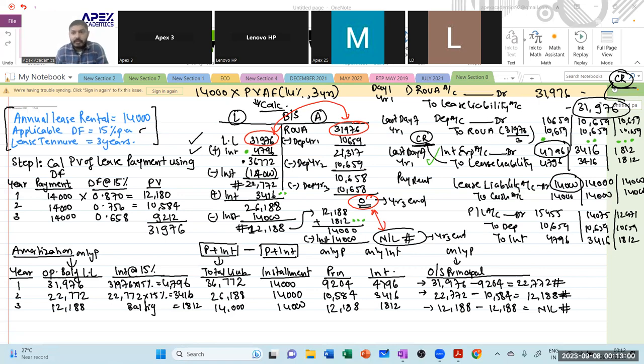Fantastic. Every year, if I pay the liability, will my liability reduce or will my liability increase? Liability will reduce if I'm paying it. Follow the downward blue arrow every year. Is my liability reduced because of the downward blue arrow? Yes, sir. Every year, by how much? 14,000. Perfect. Liability is reducing.